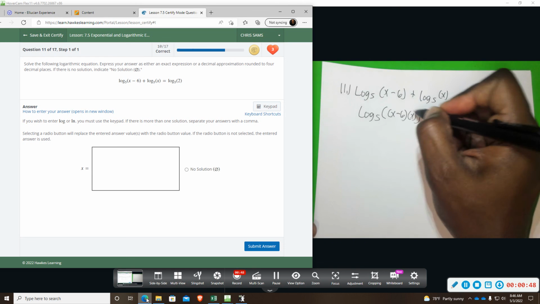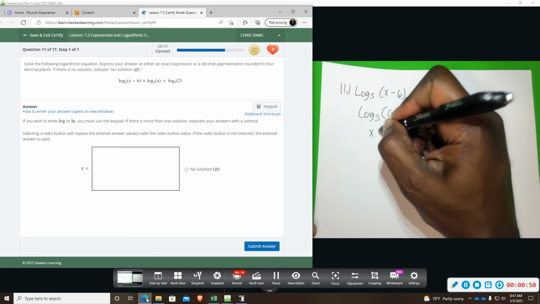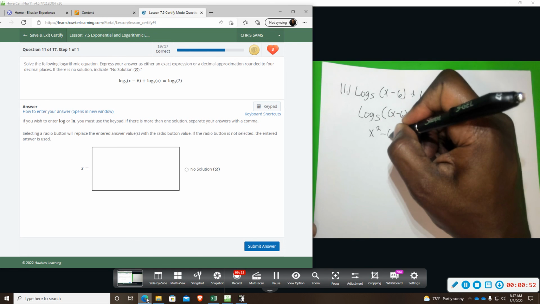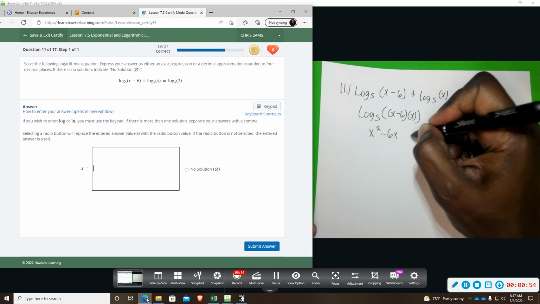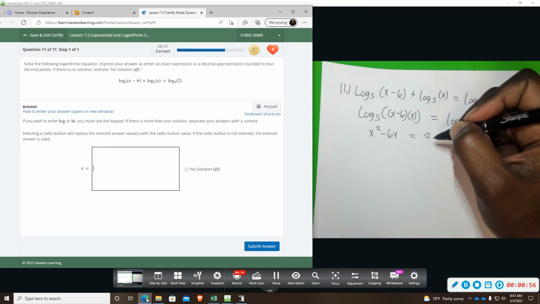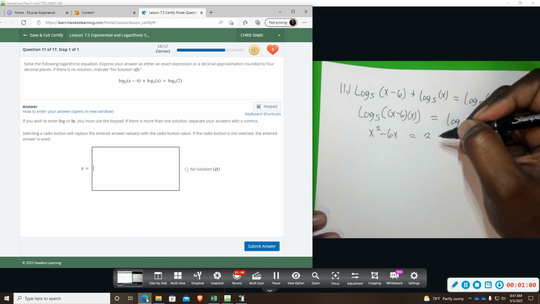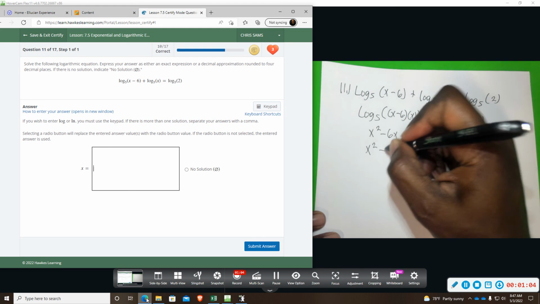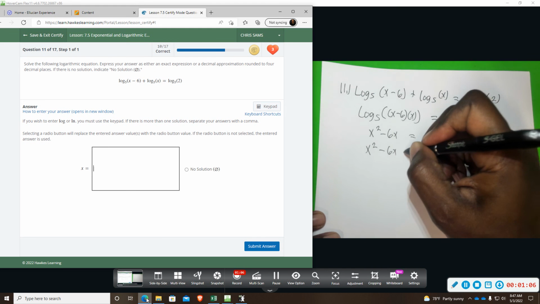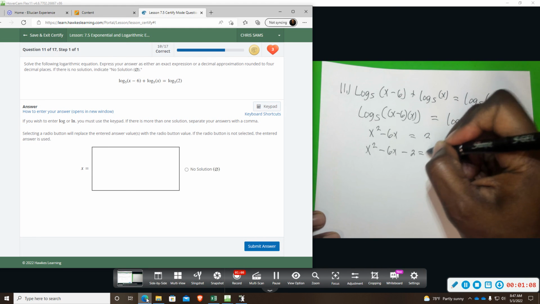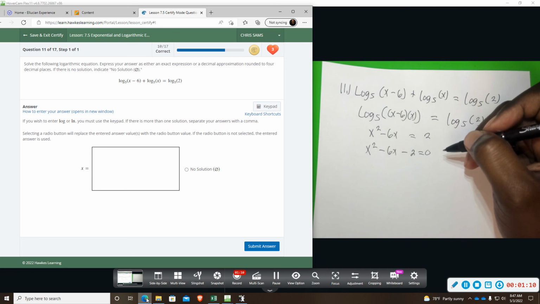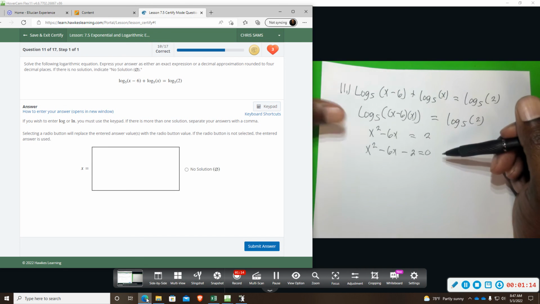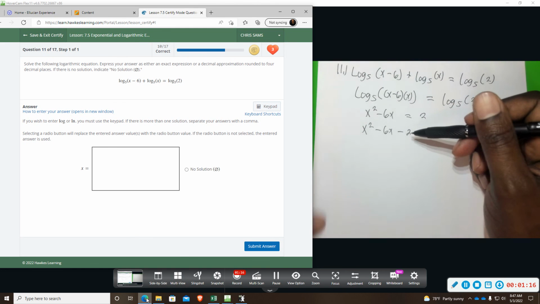So I'm going to go ahead and distribute this as well. So I'm going to have x squared minus 6x equals 2. And again, if you're looking, this will be a quadratic. So I'm going to subtract and move the 2 over. It's going to give me x squared minus 6x minus 2 equals 0. And then from here, we're going to do quadratic formula again. It doesn't look like that will factor.